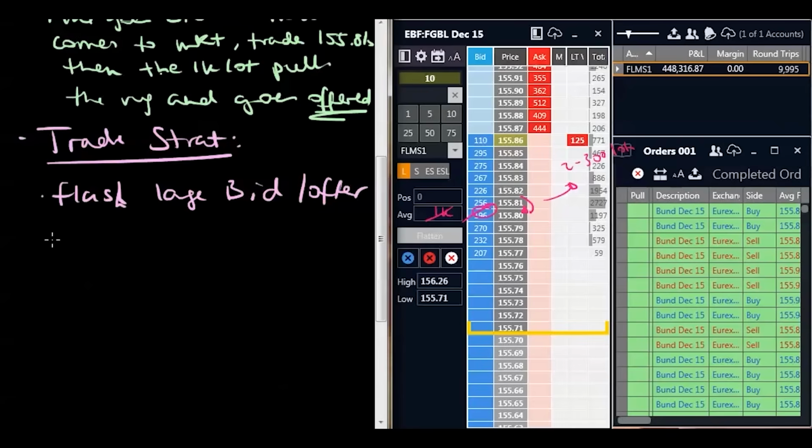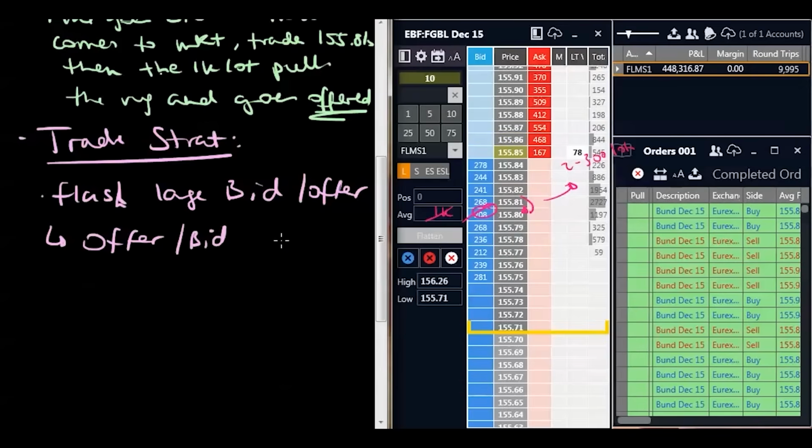Once that flashes, if it's a bid, you offer. If it's an offer, you bid. So in this case, the flip side: offer slash bid, above slash below.